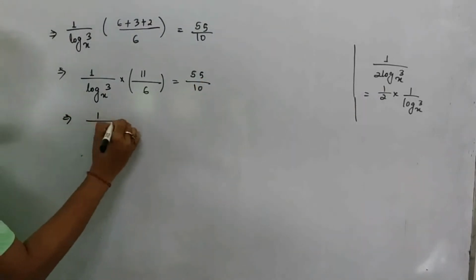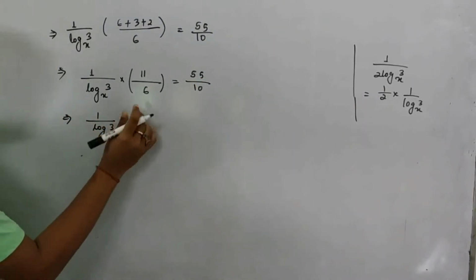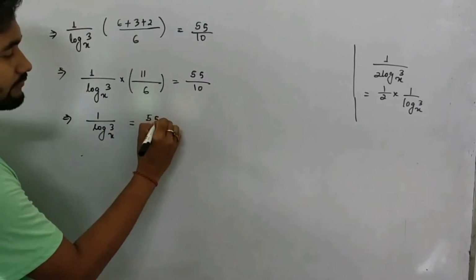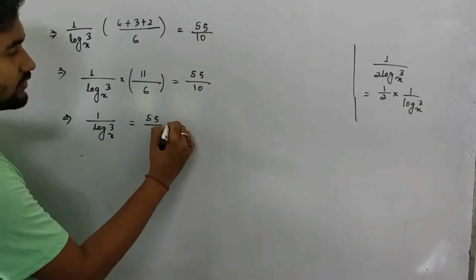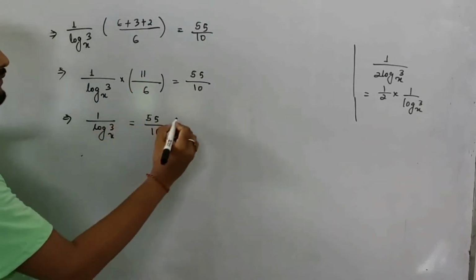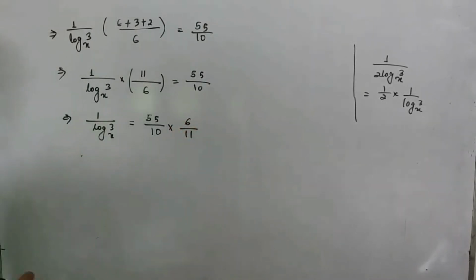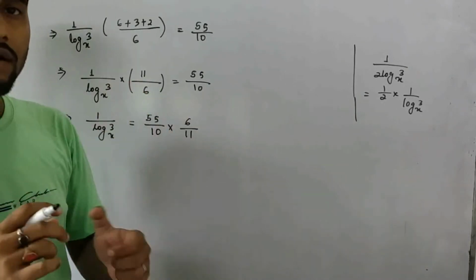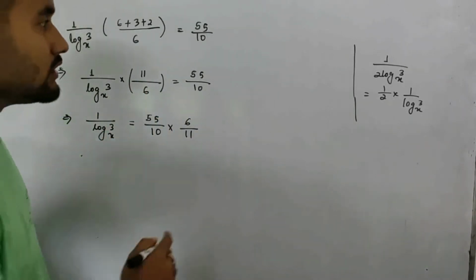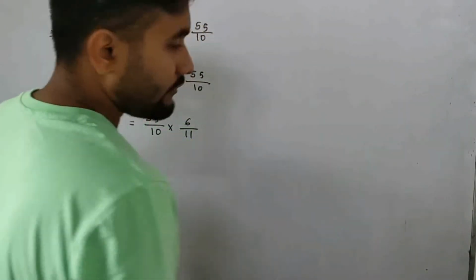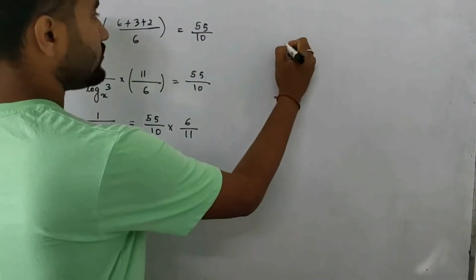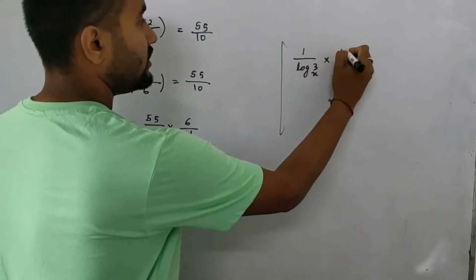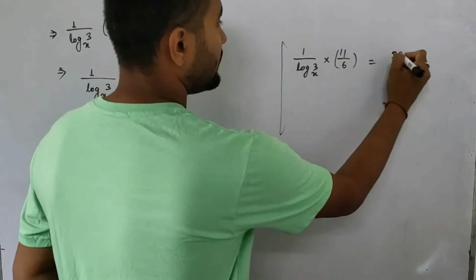Now this thing is multiplied over here. Over here what will happen? Divide. So how can I write 55 by 10 into what will happen? Divide only. But if I write into, then what will happen? 6 by 11. Yes, this is product over here. That side it will be divided. But then divide will be into, and then it will be reciprocal. See this step. In lower class you have done this thing, okay? Like this. Say 1 by log 3 base x into 11 by 6 is equal to 55 by 10.